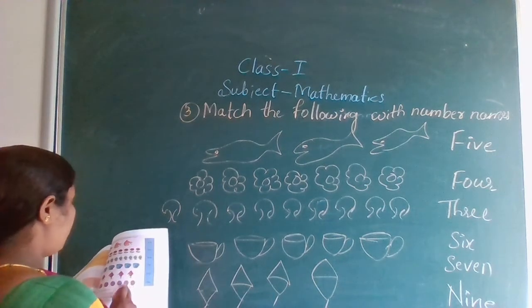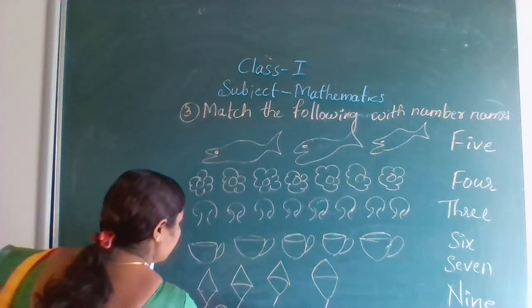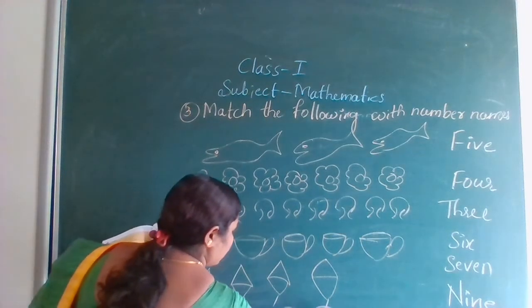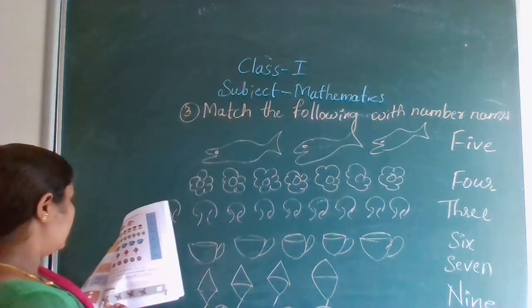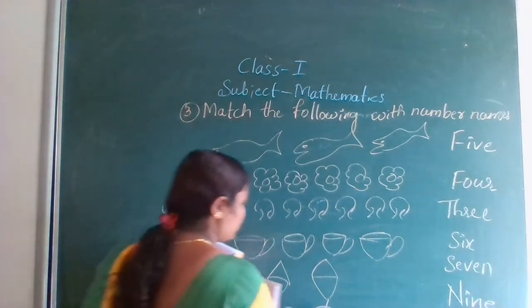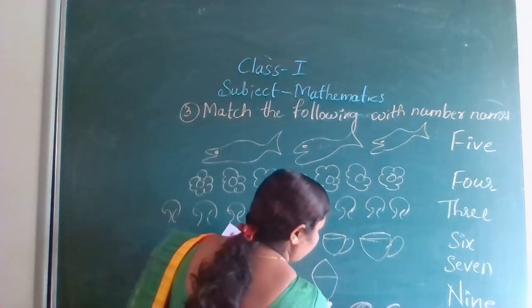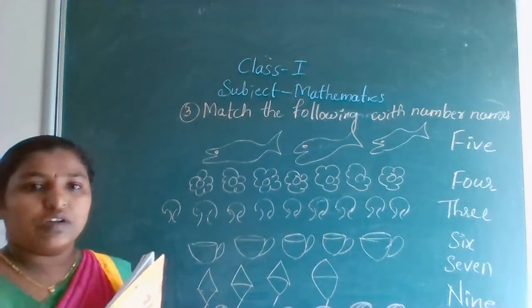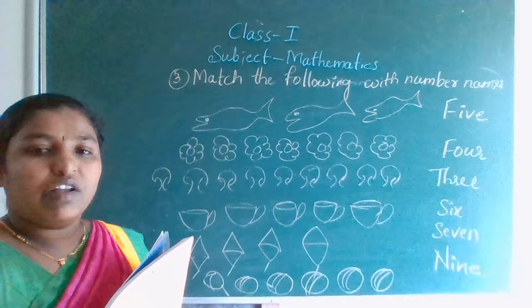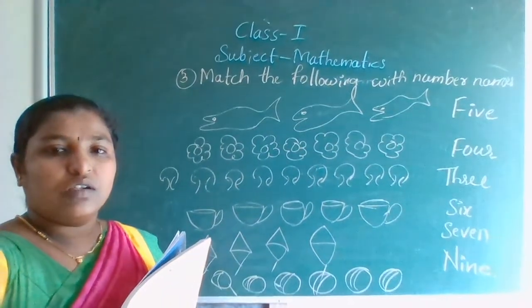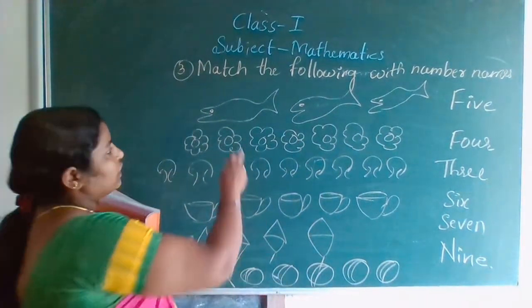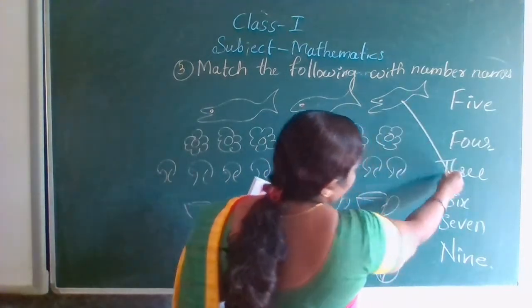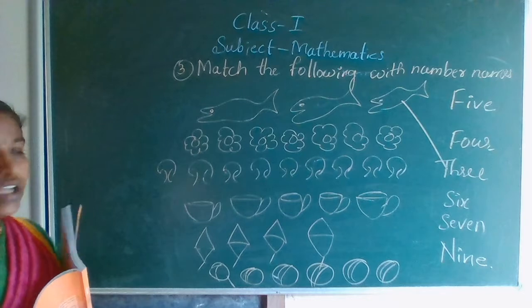1, 2, 3, 4, 5, 6 balloons. Okay, you match in your book, and I will match on the board. Okay. Then 1, 2, 3. 3 fishes. 3.